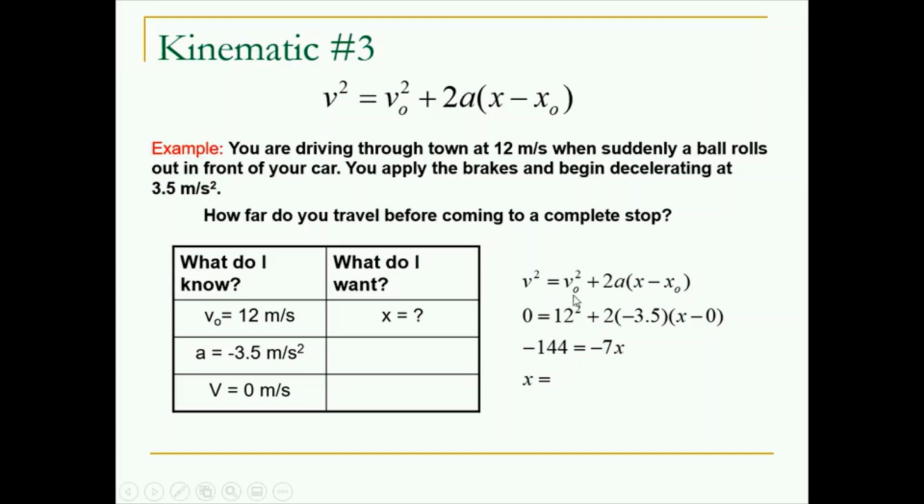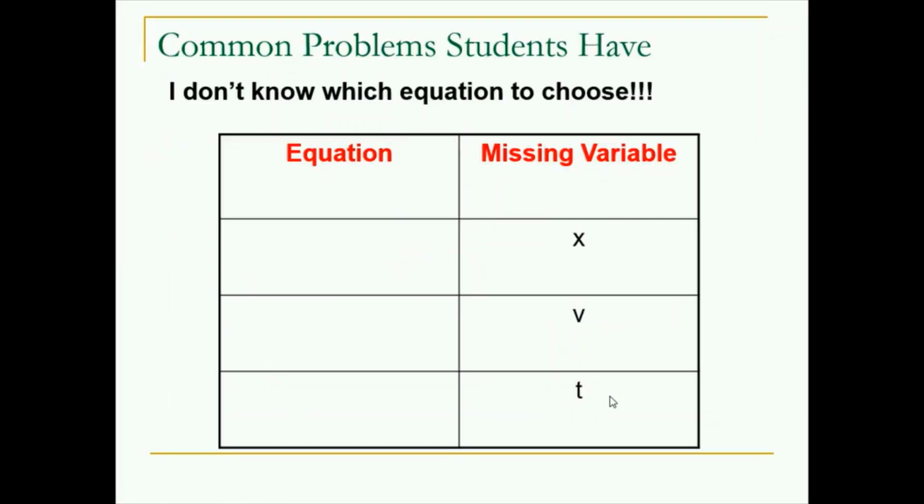I plugged in my initial velocity, which is 12, and my final velocity, which is 0. The 2 came from the equation. Acceleration came from the problem as negative 3.5, and the reason it's negative is that it's slowing down. Then x minus 0, since our initial position, remember, is almost always 0. Then plug everything in and do some algebra. Our final answer should be about 20.6. If you rounded that to 20.6, that's just fine.